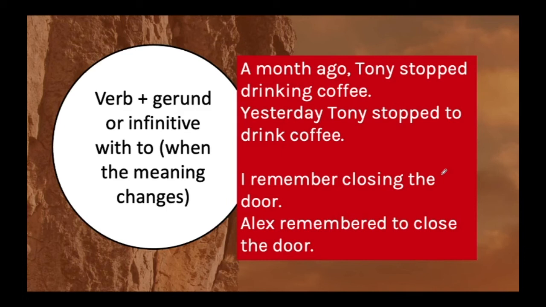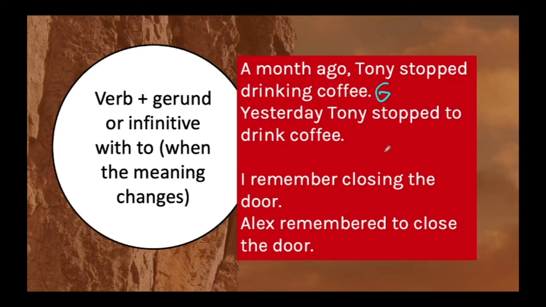But when I say that Alex remembered to close the door, it's because she didn't forget to close the door. Do you see the differences in meaning? When the verb stop is followed by a gerund, it means that you are quitting something. But when you follow the verb stop with an infinitive, it is because you're stopping one action, and it's followed by the other.